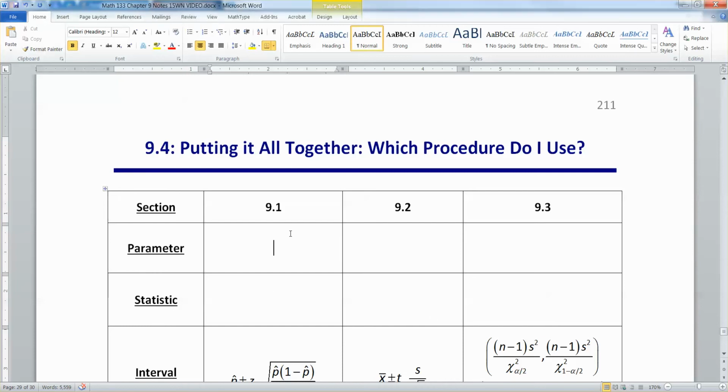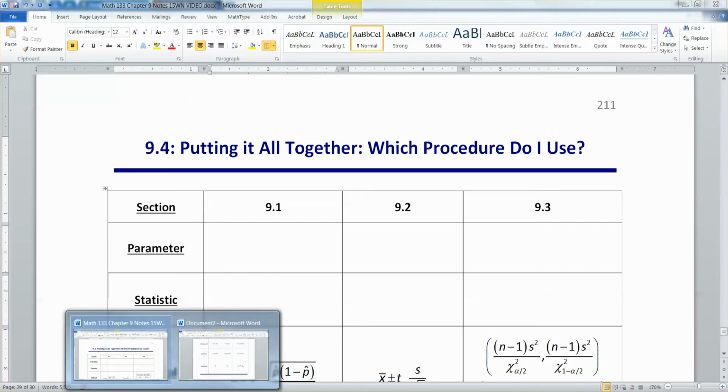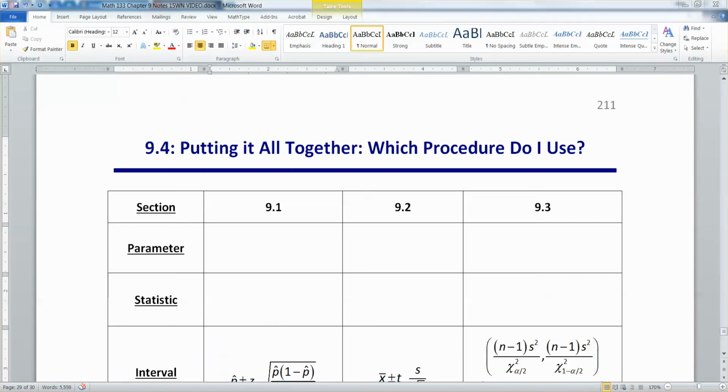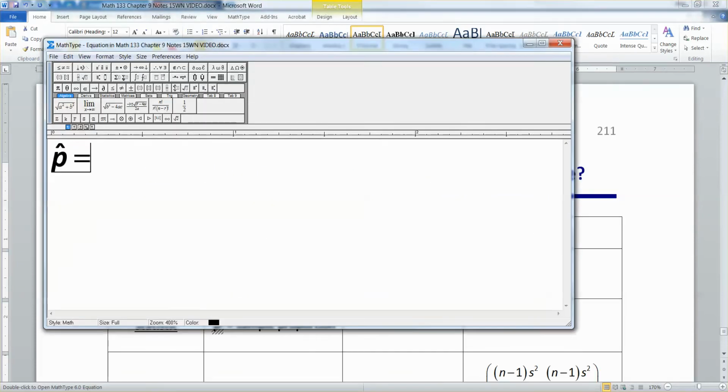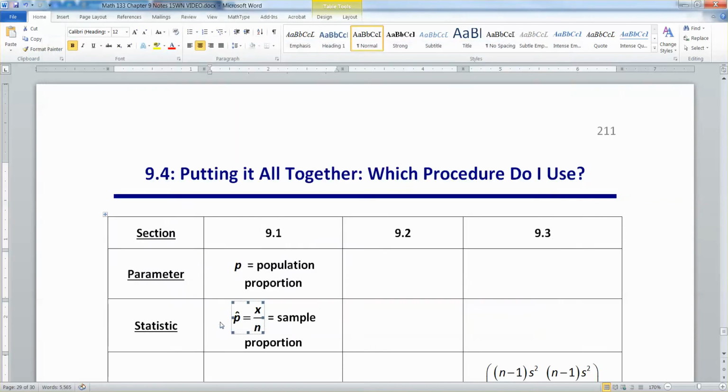Okay, so in section 9.1, we were dealing with the parameter p, which stands for population proportion. Very important for the sake of surveys, polls, that kind of thing. Now, that's the population value, the parameter. The statistic for it is p hat, which is the sample proportion. Don't forget there's a formula for p hat, always helpful to write it everywhere you can, just so you never forget it, which is x over n. There's the sample proportion.